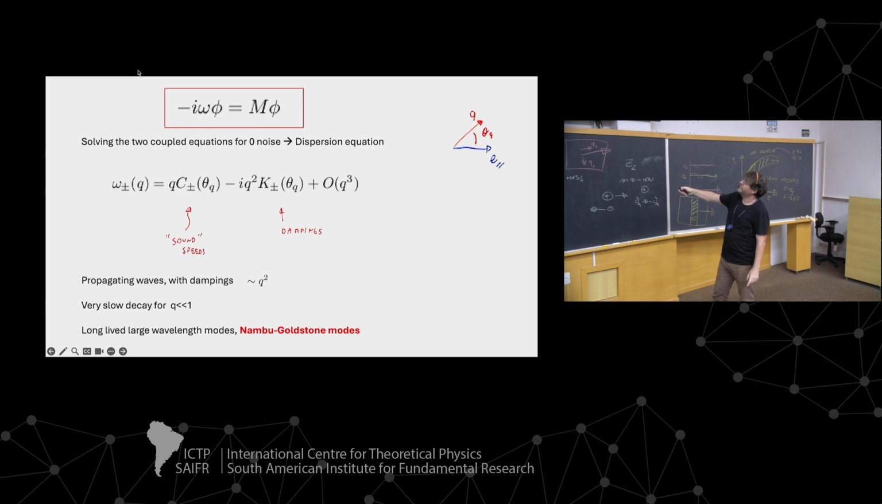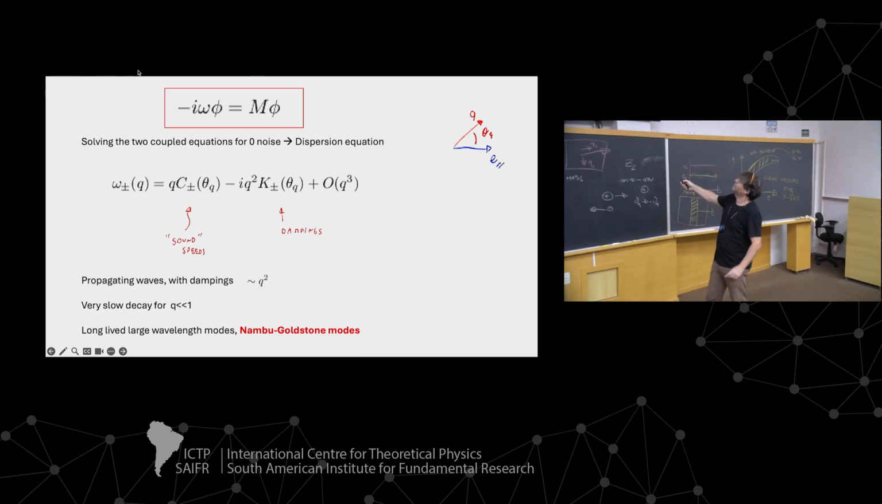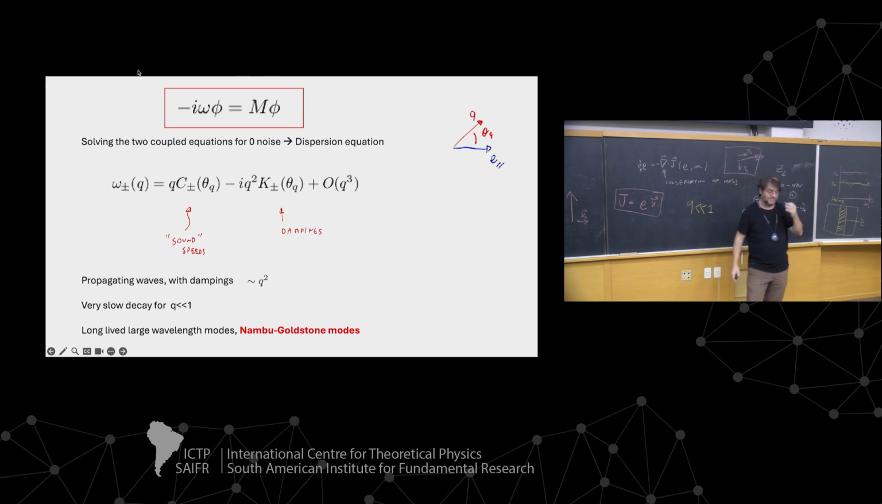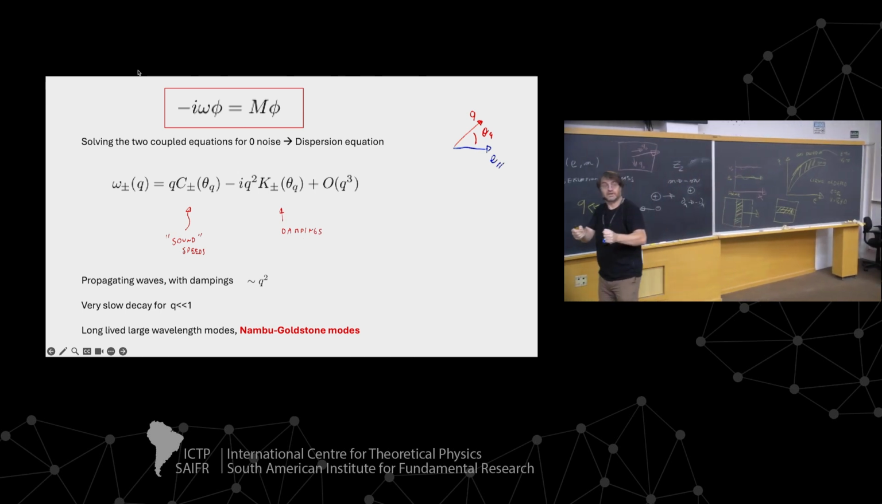Now, have a look at the form of the second order. You have a real dependency on q, an imaginary dependency on q squared, which multiply these mysterious factors, c plus or minus, k plus or minus, which you don't need to know what they are, but they only depend on the angle theta between the direction of the wave number you're looking at and the direction of motion, okay? But they don't depend on the modulus of the wave number, okay?